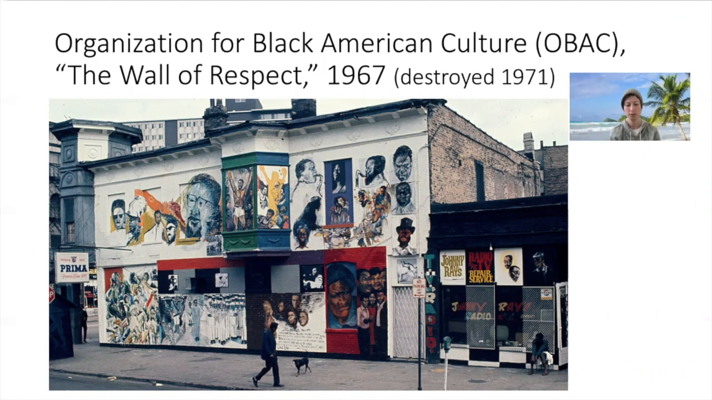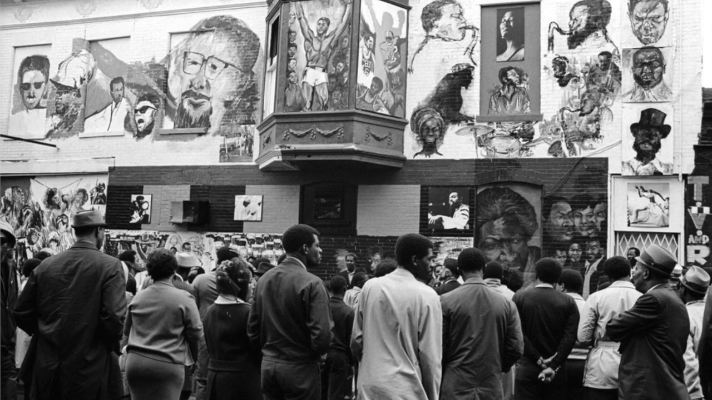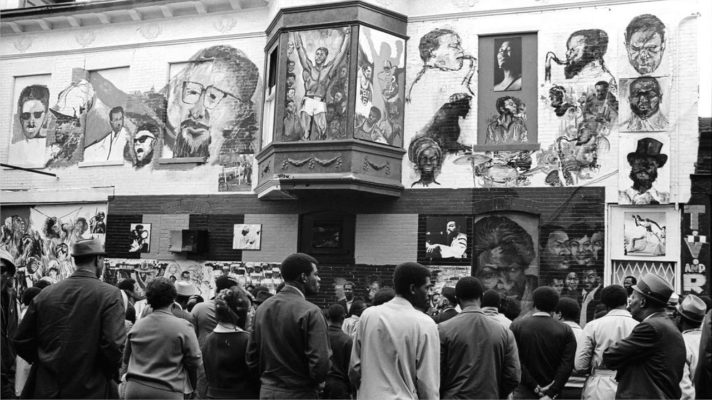Murals on building exteriors are one form of sanctioned street art, usually commissioned. A mural is any piece of artwork painted or applied directly onto a wall, ceiling, or other permanent surface, so that's a pretty broad term as well. Here we're looking at the subject of both of our readings for the week, the famous collaborative mural known as the Wall of Respect, created by the Organization for Black American Culture, or OBAC. It was created in 1967, but destroyed when the building burned down in 1971.